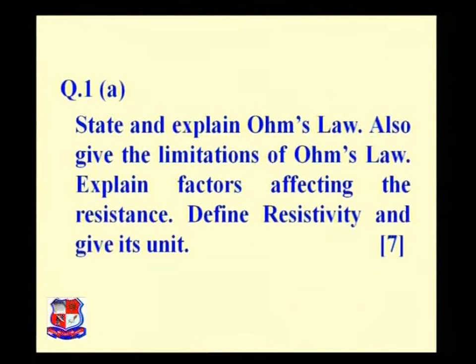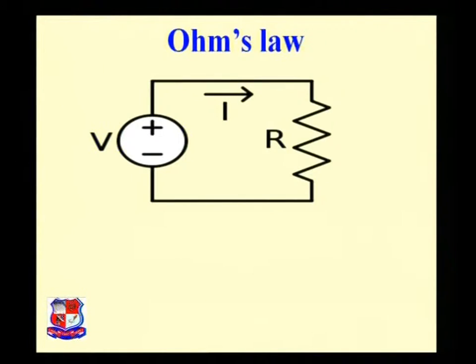So first we have to explain what is Ohm's law, and then we have to give the limitation of Ohm's law. In the third part we have to explain the factors which are affecting the resistance, and in the fourth part what is the resistivity and its units. So clearly we have to mention all the things in our answer. So see, first Ohm's law.